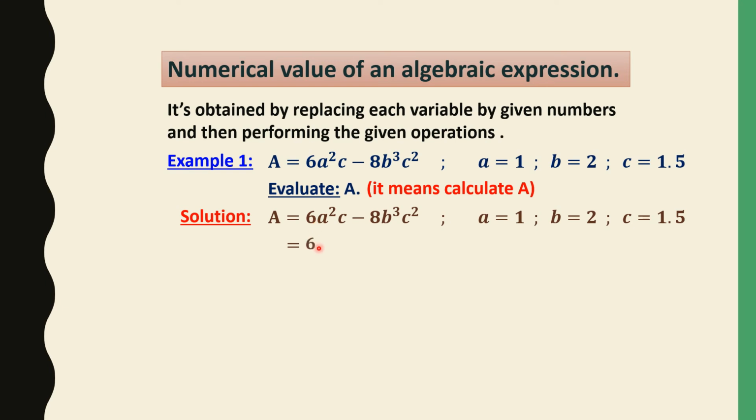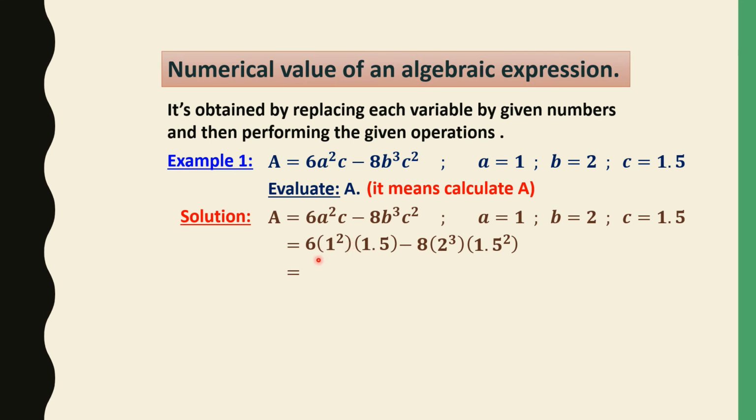Equals 6, we copy. A is 1, it's 1 squared, we write between parentheses. Here we don't have the times. Either we write 2 times 1 squared or 6 into 1 squared. C is 1.5. We write 1.5 between parentheses. 6 into 1 squared into 1.5. Minus 8 into 2 cubed into 1.5 squared. Now let's calculate by using the priority rule.